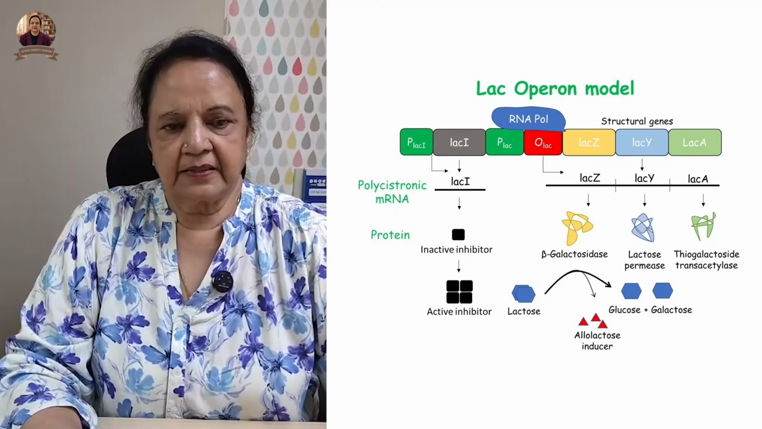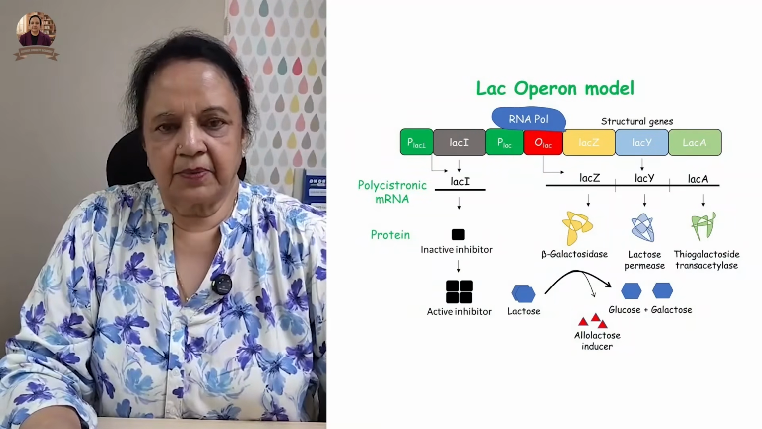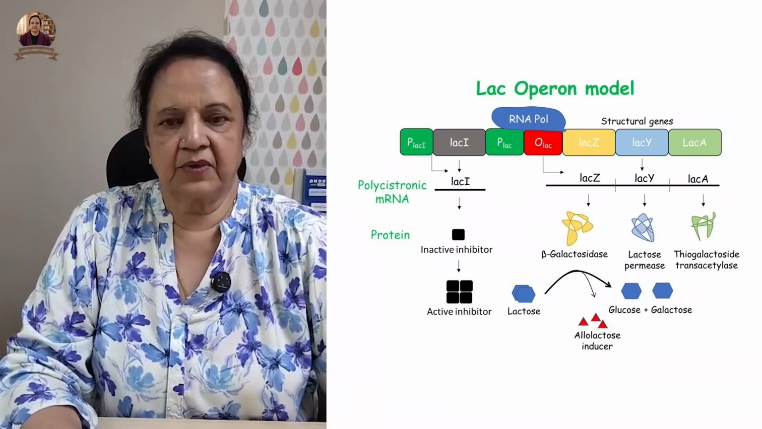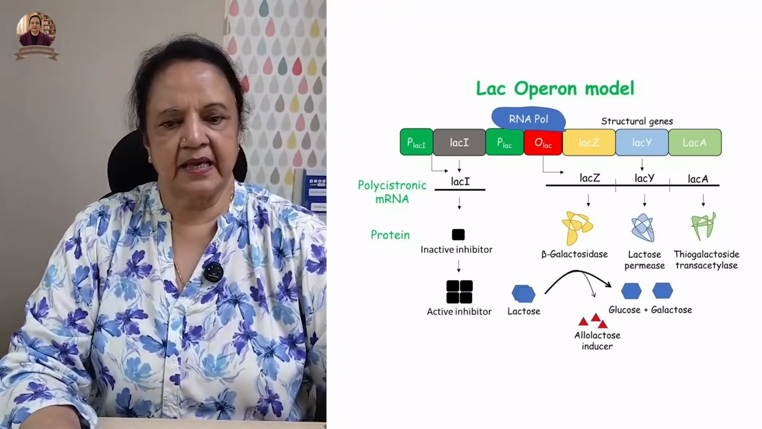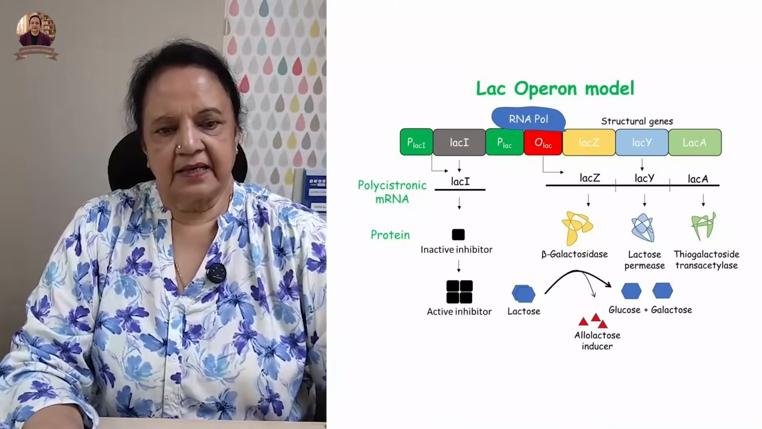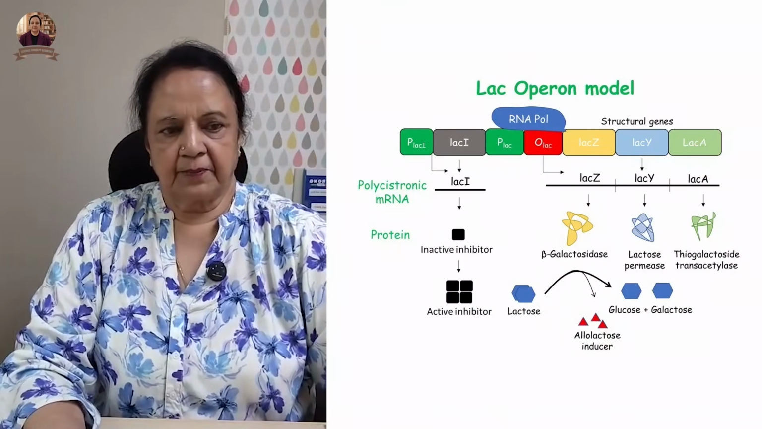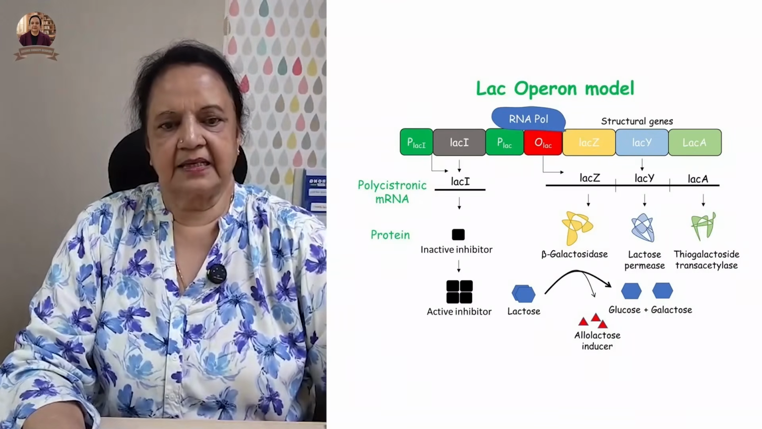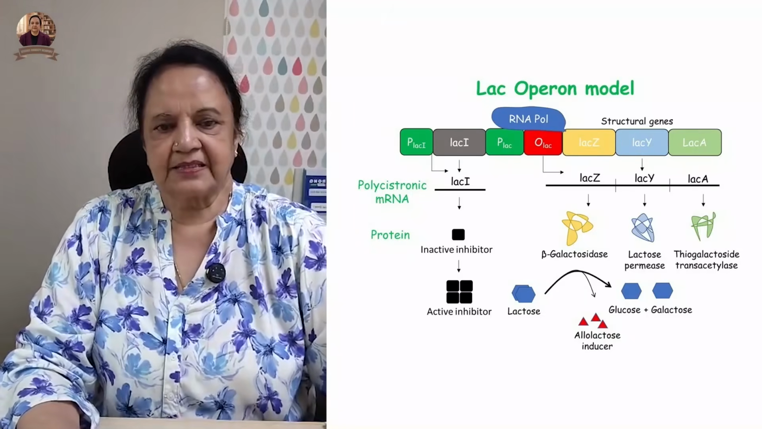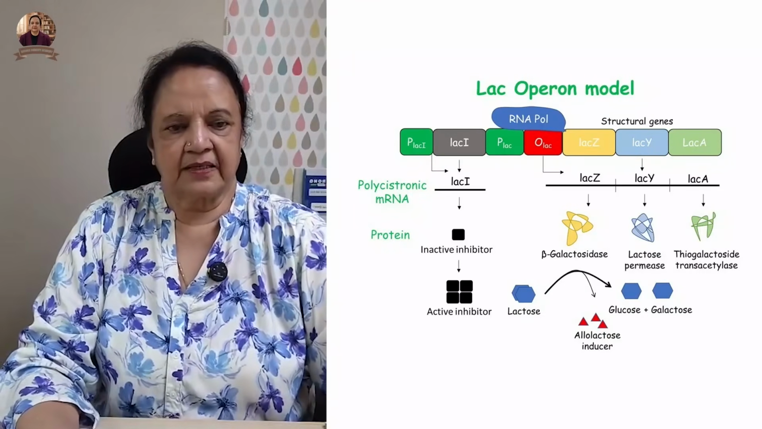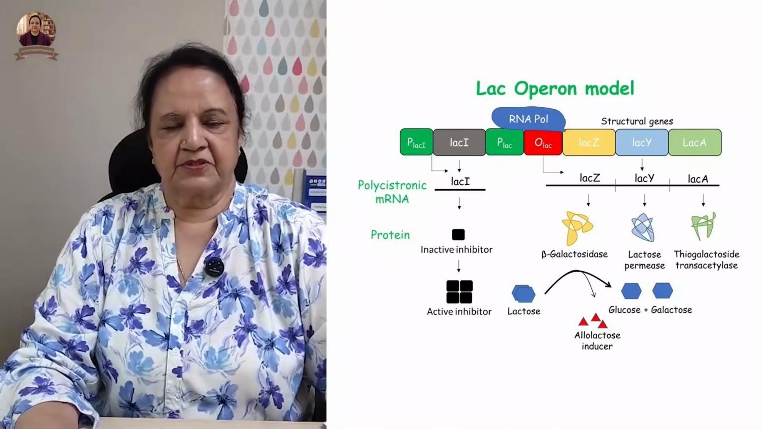The glucose effect: E. coli prefers glucose. If both glucose and lactose are present, the operon is not fully active. Low glucose level leads to high cAMP. High cAMP binds to CAP, and this complex binds to the promoter, greatly enhancing RNA polymerase's ability to transcribe. This ensures the operon is most active only when lactose is present and glucose is absent.